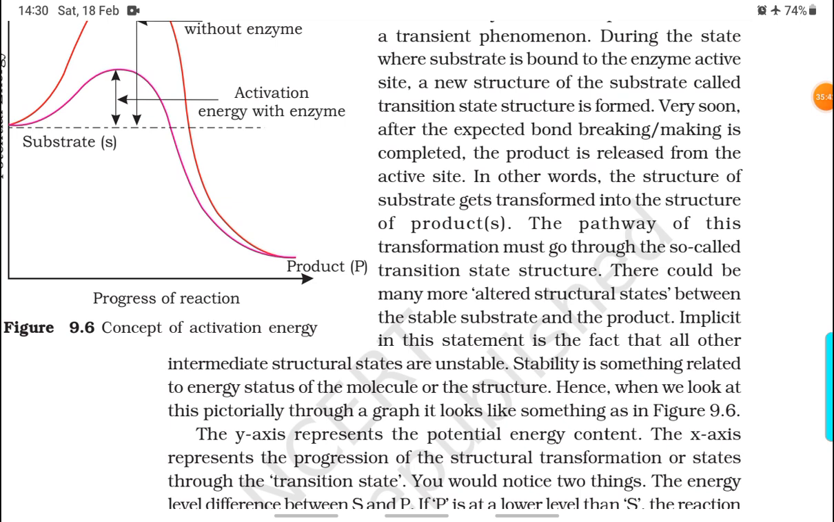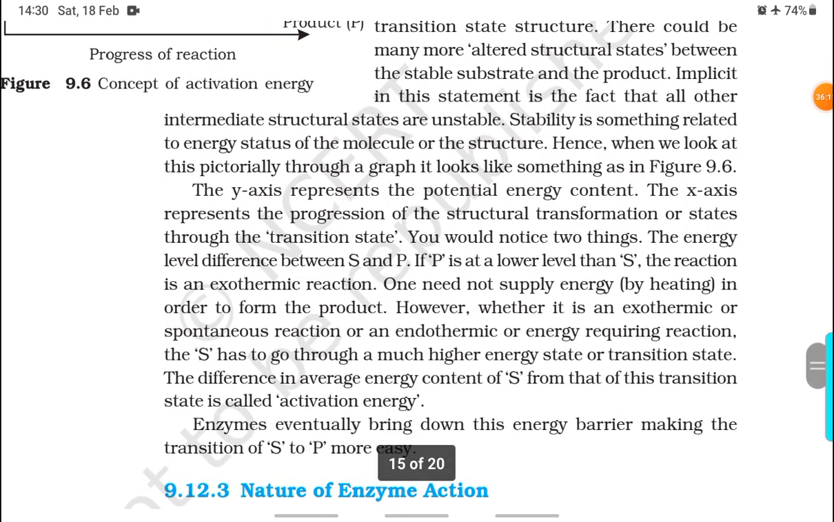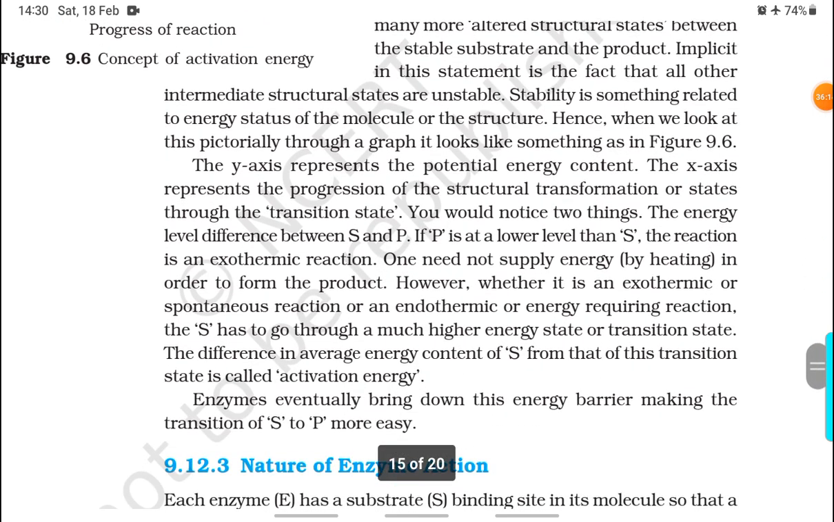In other words, the structure of substrate gets transformed into the structure of product. The pathway of this transformation must go through the so-called transition state structure. There could be many more altered structural states between the stable substrate and the product. Implicit in this statement is the fact that all other intermediate structural states are unstable. Stability is something related to the energy status of the molecule or the structure.